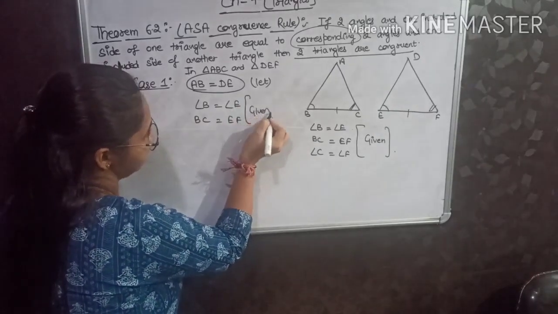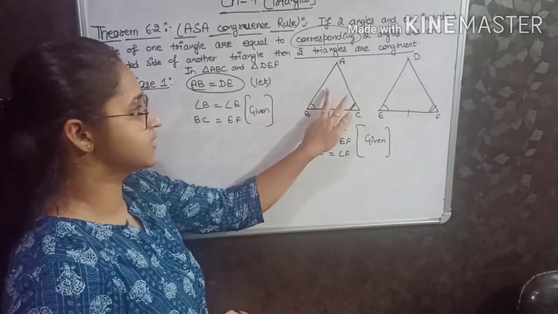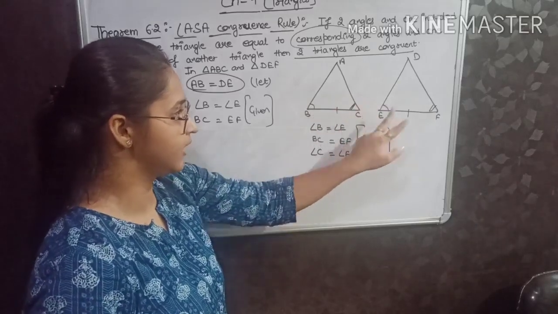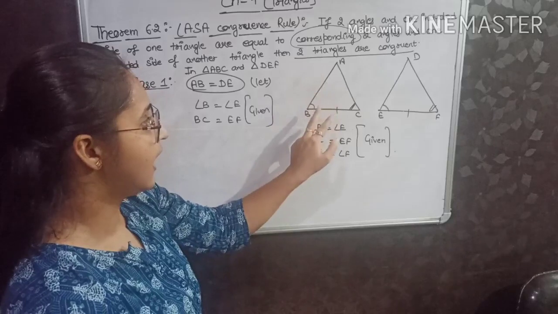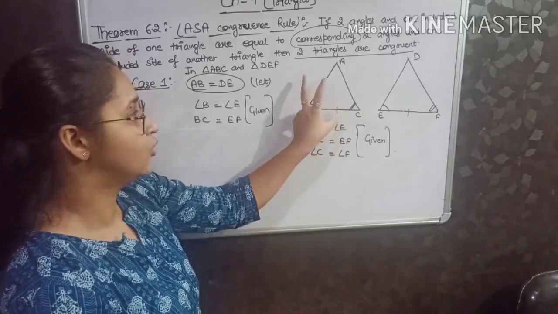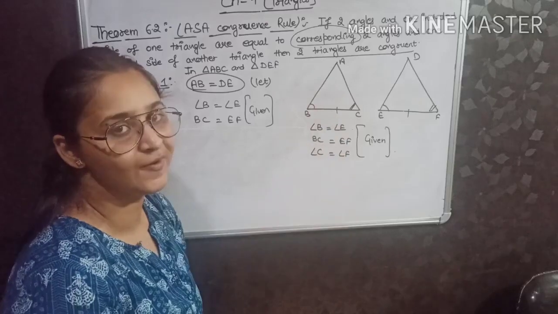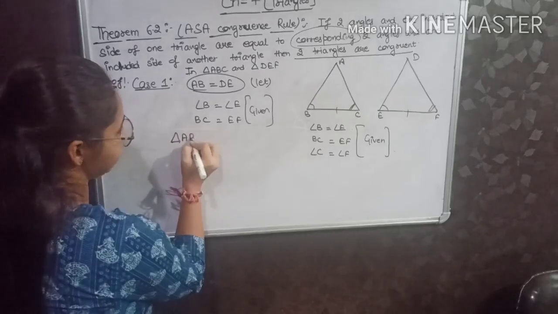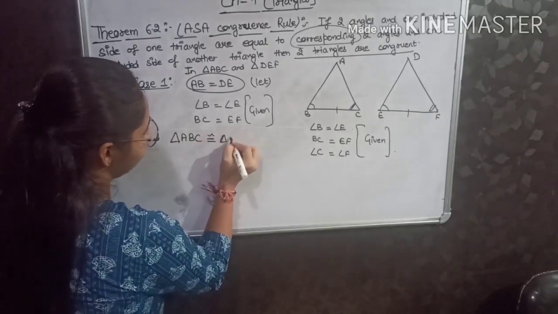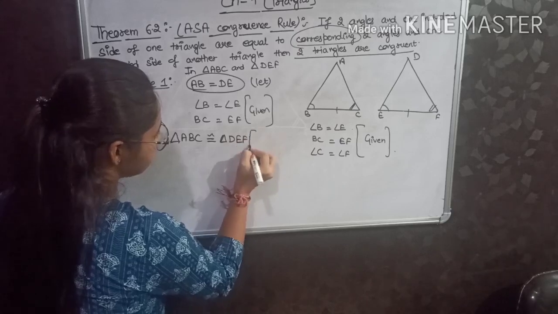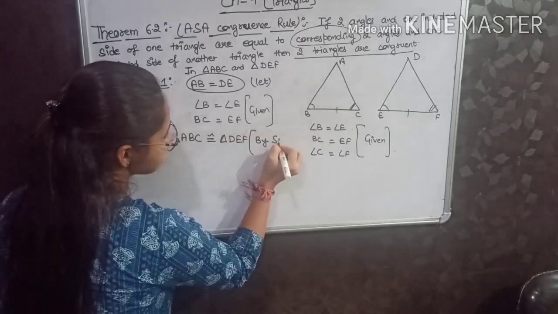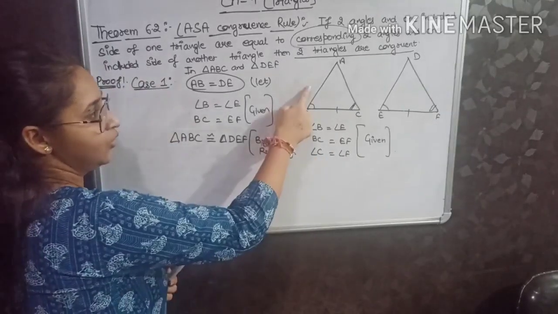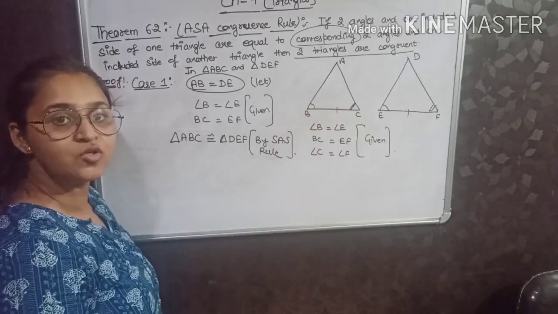Now see what I am doing. I am taking this side equal to this side, this angle equal to this angle, this side equal to this side. Two sides and one included angle. So by the SAS rule, you can say triangle ABC is congruent to triangle DEF. And the reason is the SAS rule. SAS means two sides and one included angle. So the first case is done.